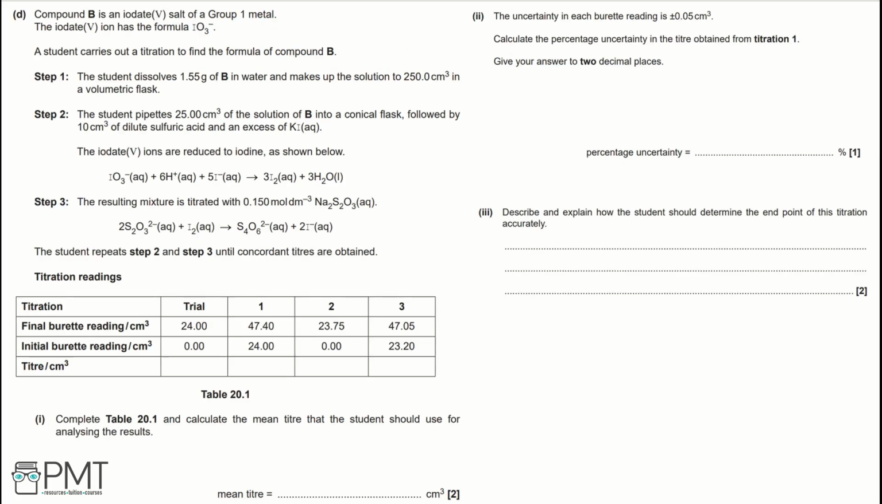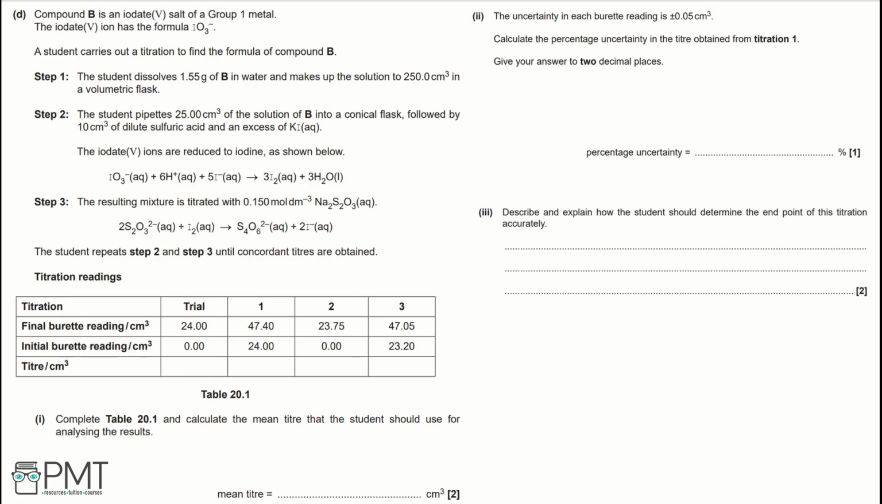Part D. Compound B is an iodate 5 salt of a group 1 metal. The iodate 5 ion has the formula IO3-. A student carries out a titration to find the formula of compound B. Step 1. A student dissolves 1.55 grams of B in water and makes up the solution to 250.0 centimeters cubed in a volumetric flask. Step 2.